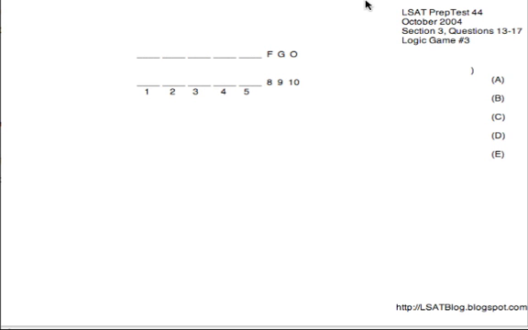Hey guys, this is test 44, game 3. This is the Archaeological Sites game.